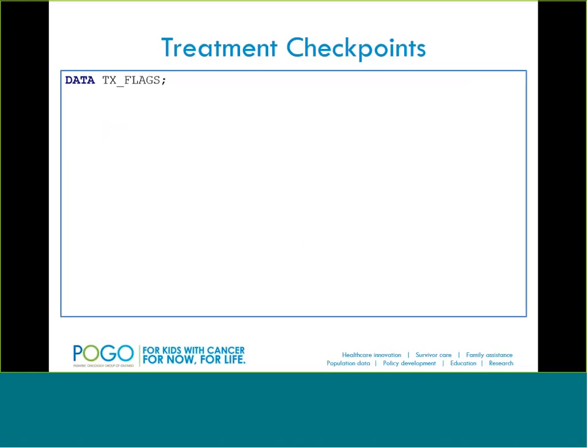So I want to create some treatment checkpoints or some treatment flags. I'm telling SAS, I want you to create a data set and I'm naming it treatment flags. And what I want you to do is merge my T8 data set, which is my master data set, and merge information from chemo, surgery, BMT, and the radiation tables. So within each individual table, it will have the different treatment information.